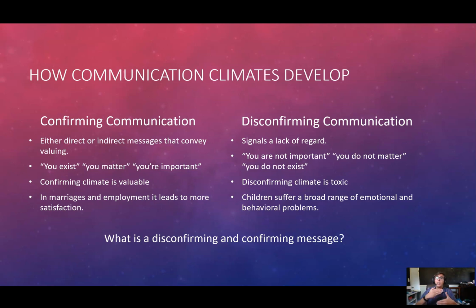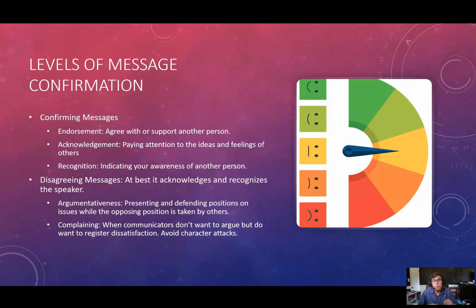So there are different levels of confirmation and disconfirmation. We start with confirming messages. Some of these messages can include endorsement, actually agreeing or supporting another person. When we were talking about listening responses, supporting would be one. Agreeing with them, showing that they are right. That confirms their value because I am agreeing with what they are saying. That the value of what they're saying is that it is right.